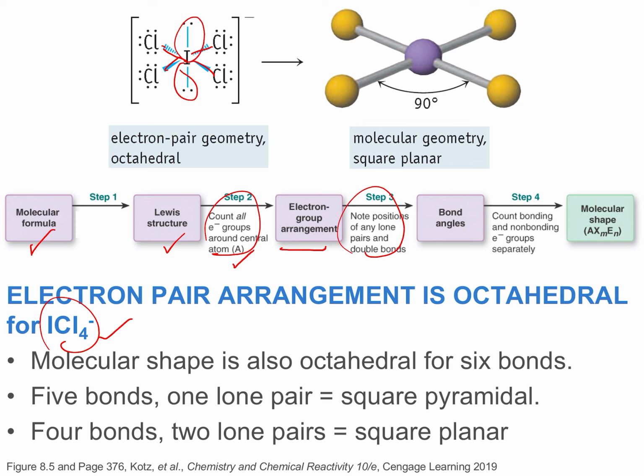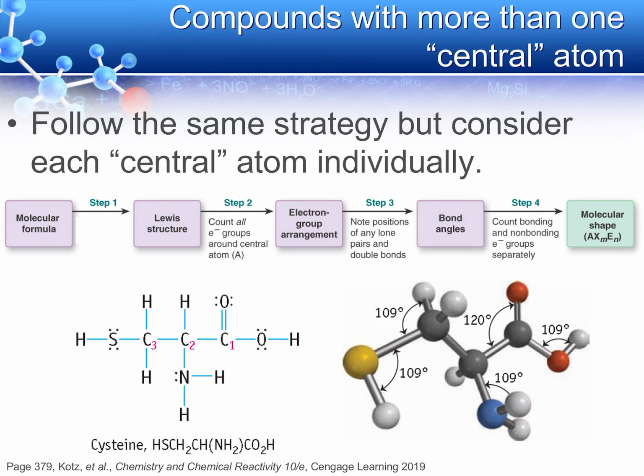Then we note the positions of lone pairs and double bonds, and we see that we have 1, 2, 3, 4 bonds, and we have the 2 lone pairs. So this is a square planar molecule, and that means the bond angles here will be 90 degrees apart. This is an example of a compound with 4 bonds and 2 lone pairs, and that gives us a square planar molecular shape or molecular geometry.